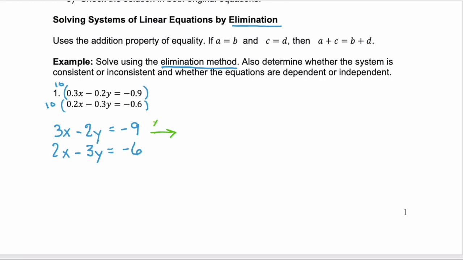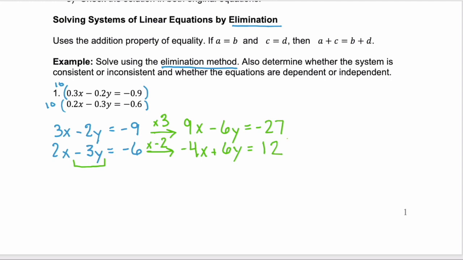If we multiply that first equation by 3, we would have 9x minus 6y equals negative 27. Now we want to be able to multiply that second equation and end up with a positive 6y, because doing that will eliminate the y. And what do we need to multiply this equation by to get negative 3y to a positive 6y? Correct. We're going to multiply by negative 2. Now multiply the other two terms. 2x times negative 2 gives us a negative 4x, and this is equal to a plus 12.